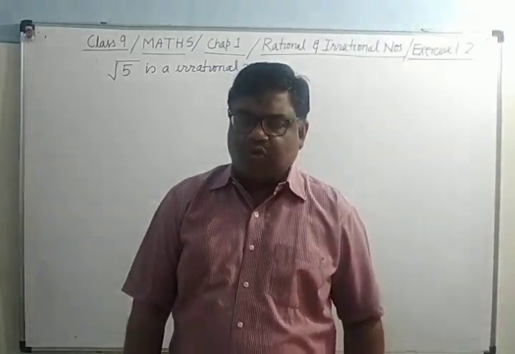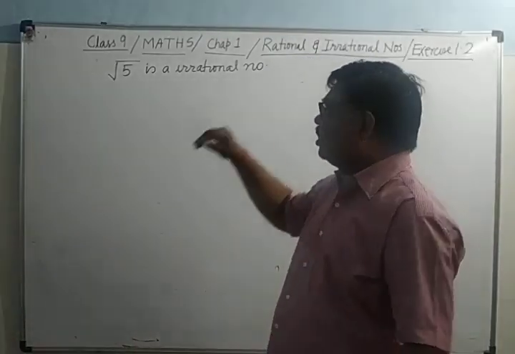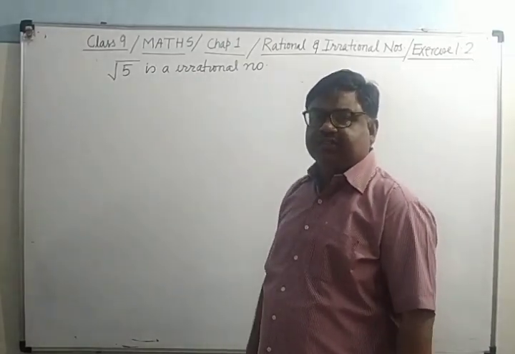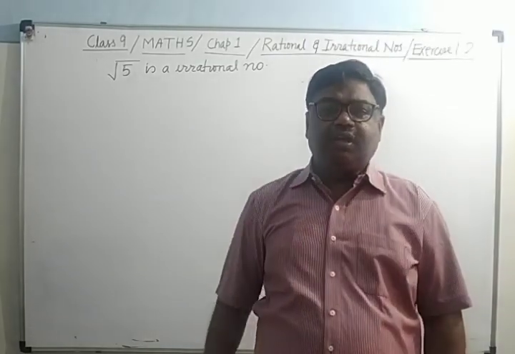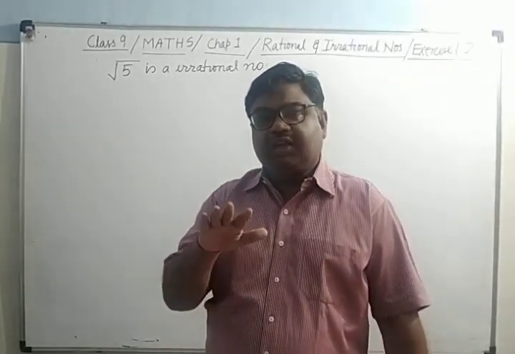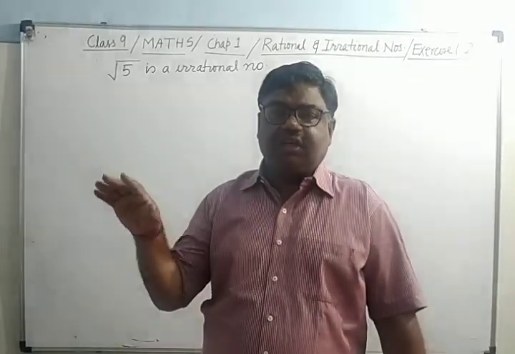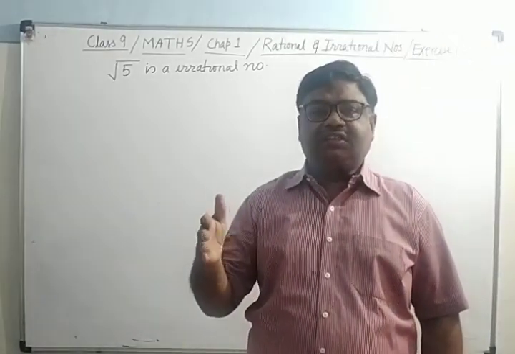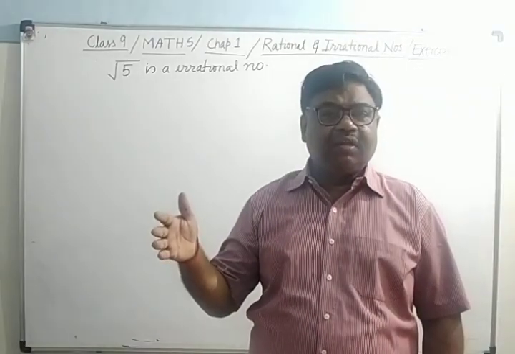It's clear? So what will you do in the method of contradiction? We will assume that it is not an irrational number, it is a rational number. We will assume it is rational. And then we will reach a fact which contradicts the property of rational numbers. Means what do we have to do? We will apply the method of contradiction here. We will assume that root 5 is a rational number. And starting from there, we will reach such a fact which is not the property of a rational number.